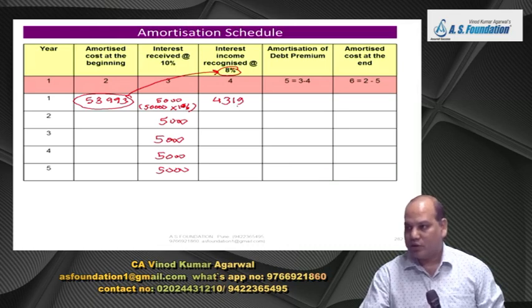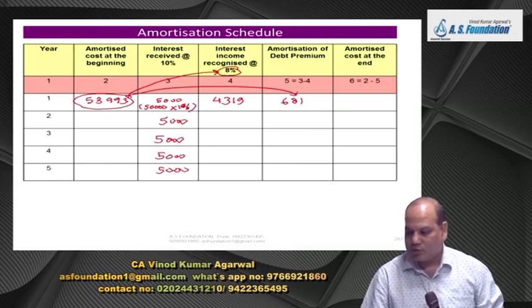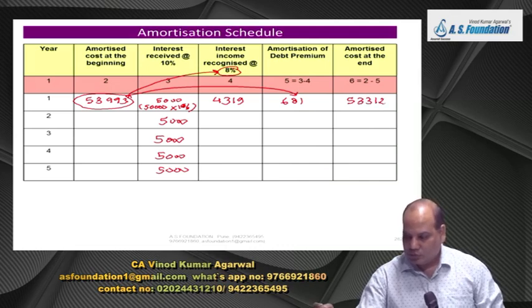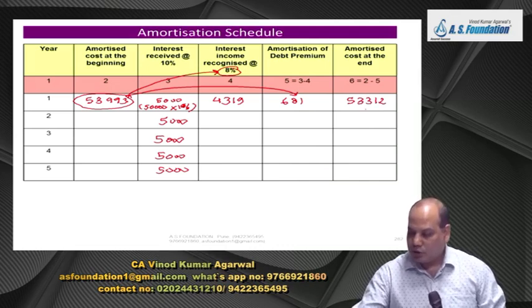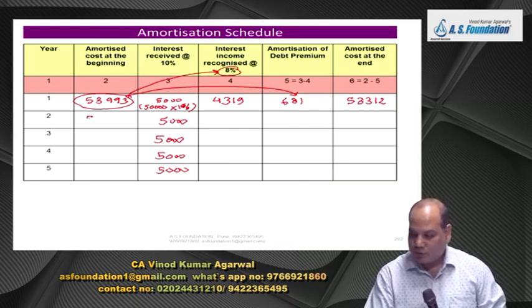4319. Round off the last digit. Don't write in points. What is the difference? 681. So your closing balance will be minus 681 from the opening balance. 53,312. And you'll find slowly and slowly it will move towards 50,000. Then 53,312 into 8%.